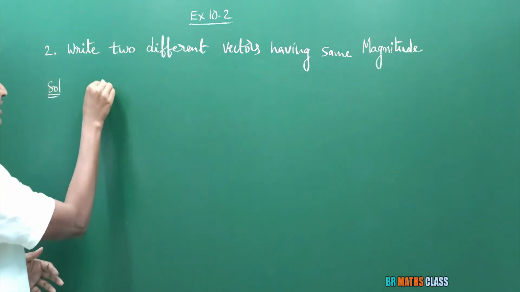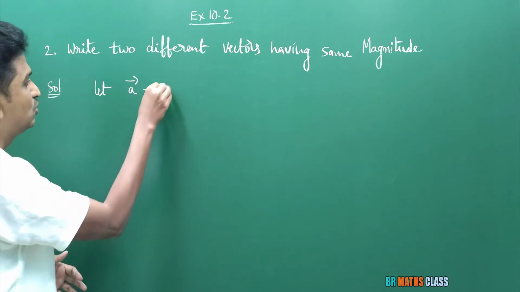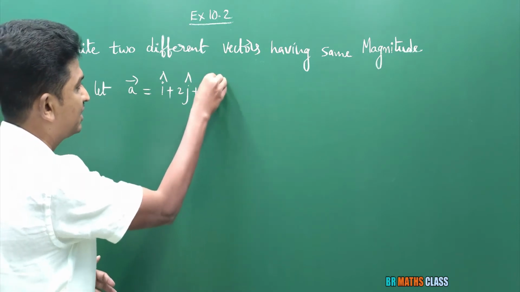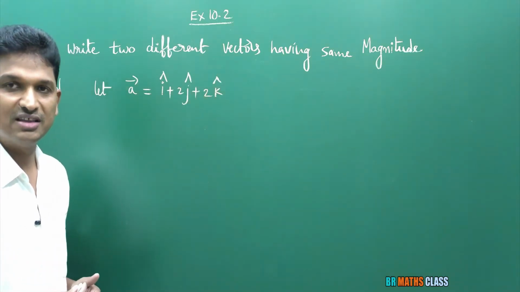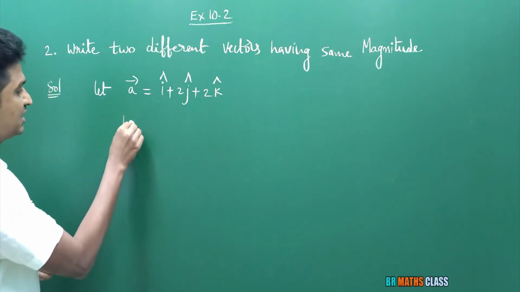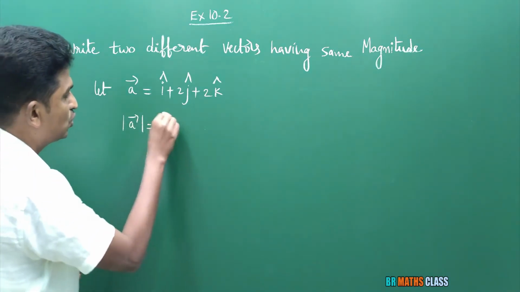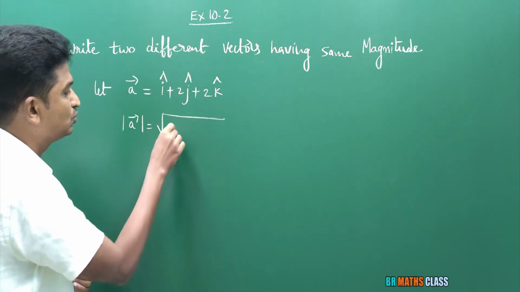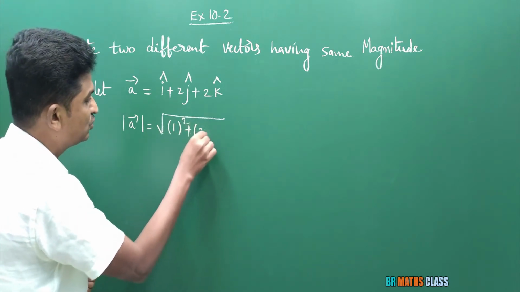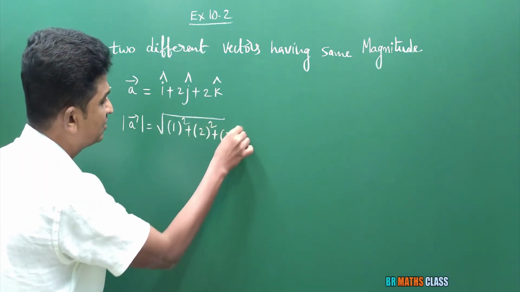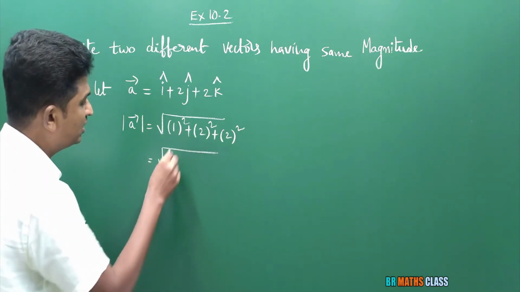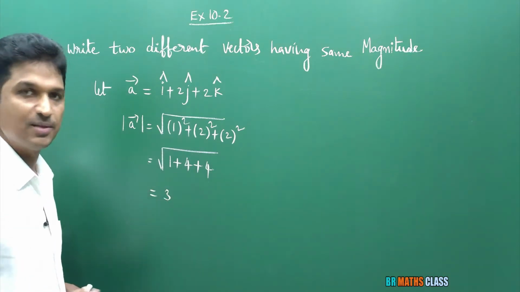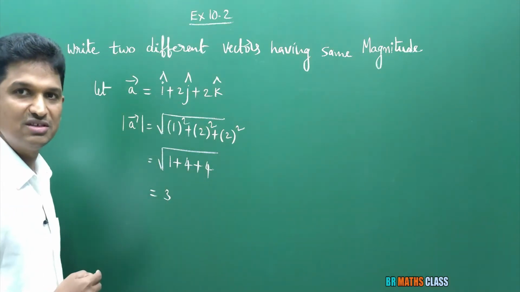I will consider a vector like this: A bar equal to I cap plus 2j cap plus 2k cap. What is the magnitude of this vector? The magnitude of this vector is root over, what are the scalar components of this vector? 1, 2, 2. So 1 square plus 2 square plus 2 square. So what you will get here is root over 1 plus 4 plus 4. This is root 9. Root 9 is the same as 3. So I consider a vector whose magnitude is 3 units.